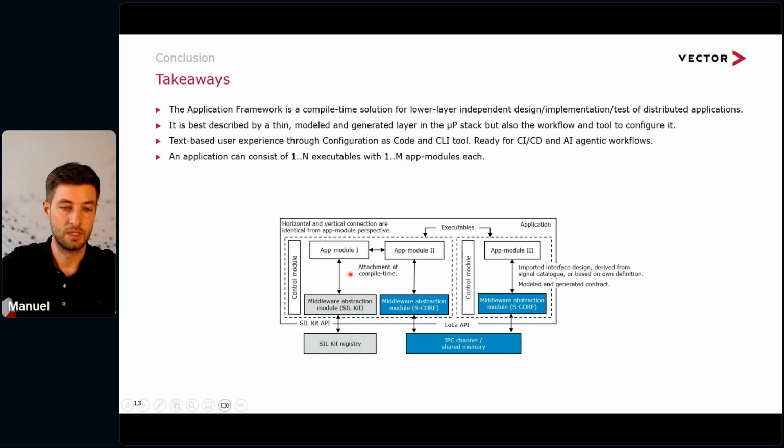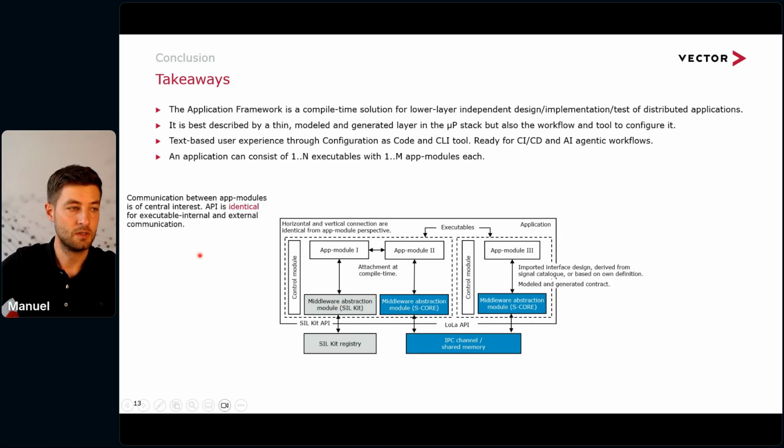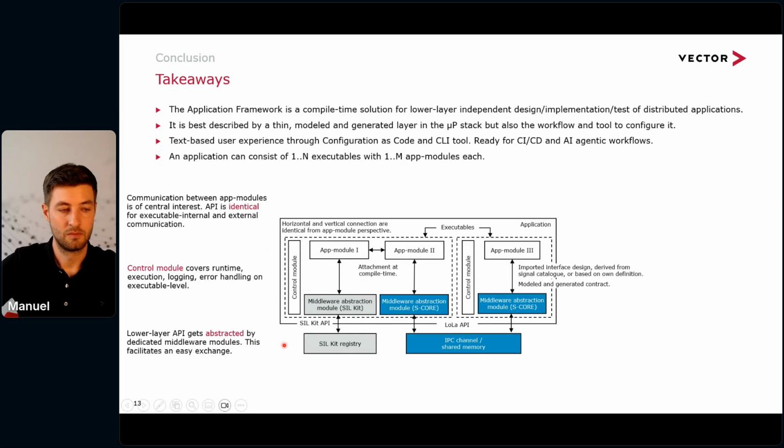So you see here, once again, a summary of the architecture of the app modules, the control modules, different potentially lower layers. And the good news here is communication on app module level on horizontal or vertical axis is, from the API perspective, identical for the developer. We have the control module relieving with all the stuff that can be automated or written once. We have the different lower layers. For example, in the demo, we have seen the Silkit. In the future, others, for example, the LOLA module will follow.